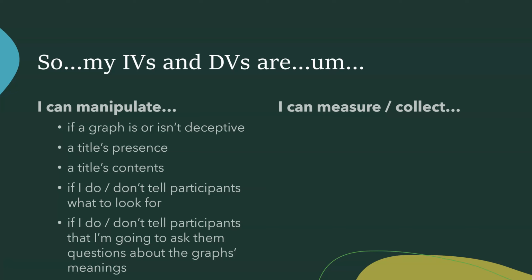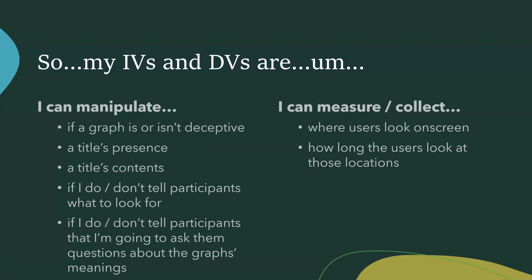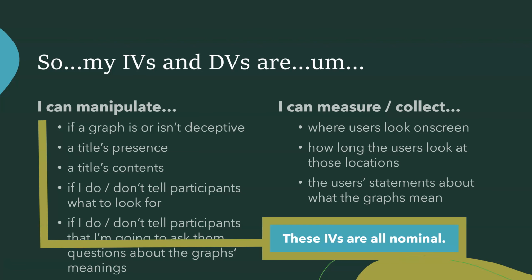Now, what sort of data can I collect? Well, I can collect where users look on screen. I can use the eye tracking software and hardware. I can time how long the user looks at various locations on screen. And I can also collect the user's statements about what the graphs mean and evaluate their words. Okay, cool. Notice these independent variables. They are all nominal. I'm not actually using anything that is a number or a sequence or anything of the sort. So from this point forward, when I start talking about writing hypotheses, writing research questions, I'm going to use the nominal formulas.